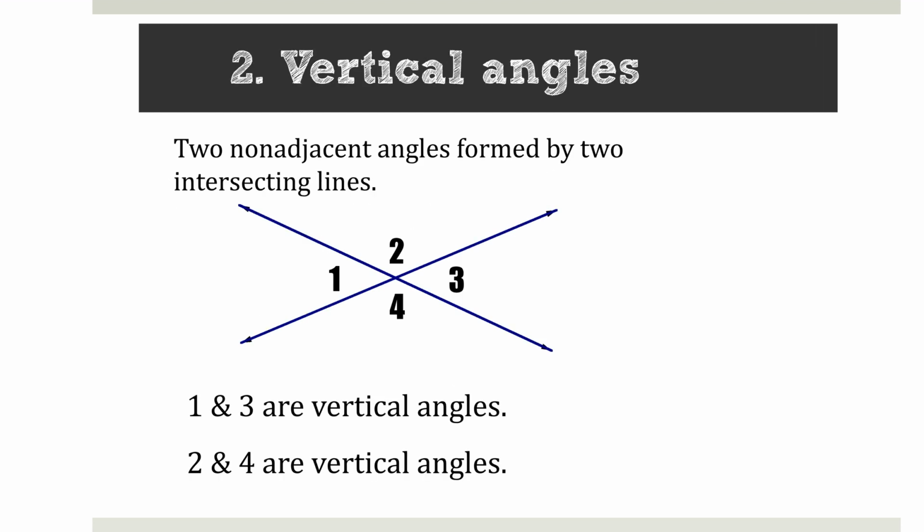Second one, vertical angles. I take 2 straight objects, whether it's a segment, a ray, or a line, and I intersect them. It generates 4 angles. The ones across from each other are called vertical angles.